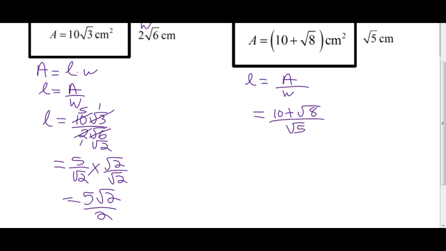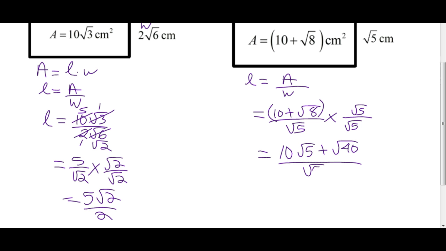Okay, still got the formula. Length is area divided by width, which is 10 plus root 8 divided by root 5. Okay, what do I do now? Multiply top and bottom by root 5. Okay, remember brackets around here, it's a binomial. You get 10 root 5 plus root 40 over root 5. Sorry, over 5, right?